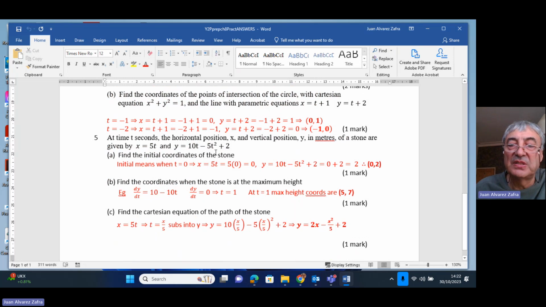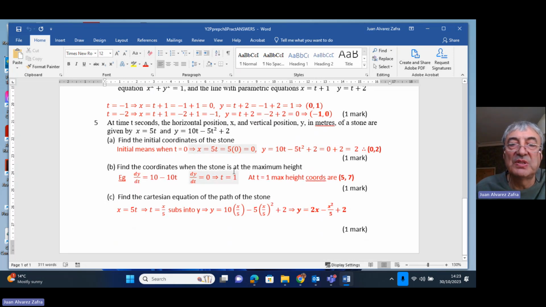Question 5. This is an example, although it's pure maths, chapter 8, that it overlaps with mechanics projectiles, because what we have here is the x coordinate is the horizontal position, the y coordinate is the vertical position. But anyway, treating it as a pure maths question, find the initial coordinates of the stone. Well, we just put t equal to 0, and t equals 0 gives us x is 0, and y is 2, and so the initial position is 0, 2.